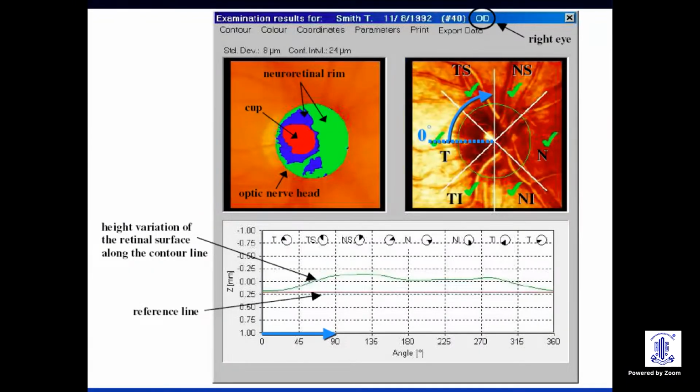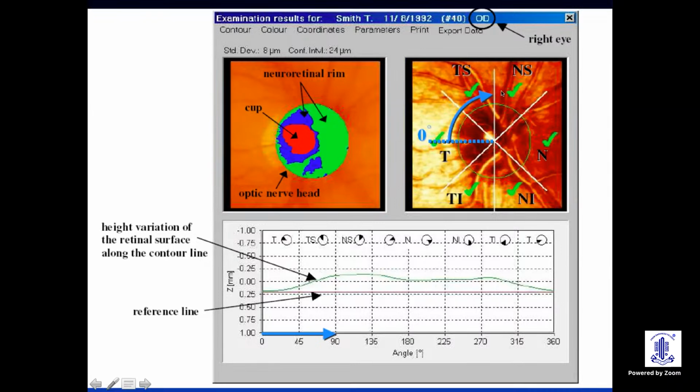Again, this is HRT scan of a normal subject. The upper left image shows the topographical ONH map. Again, we saw that the red area marks the cup, and the green and the blue areas mark the neuroretinal rim. This upper right image is the reflectance image, just like what you had in the GDX VCC. And the reflectance image is shown with the tracing of the optic disc in green outline, and the optic cup, not very clear, but in a red outline here.